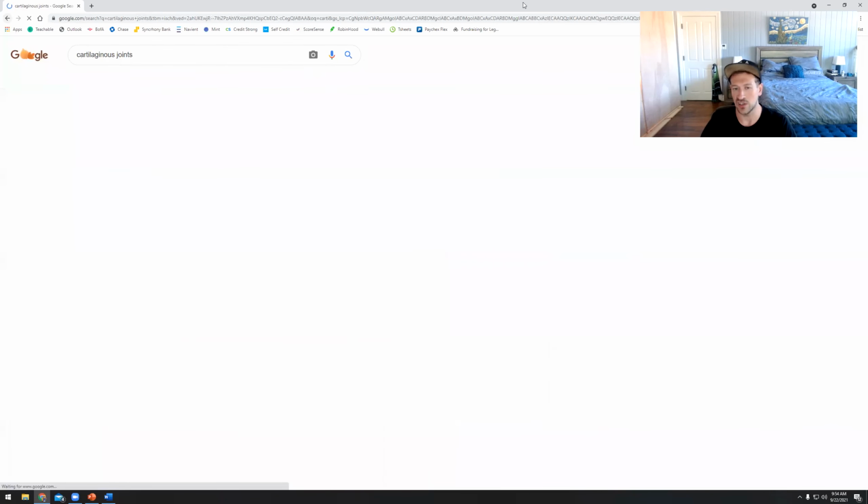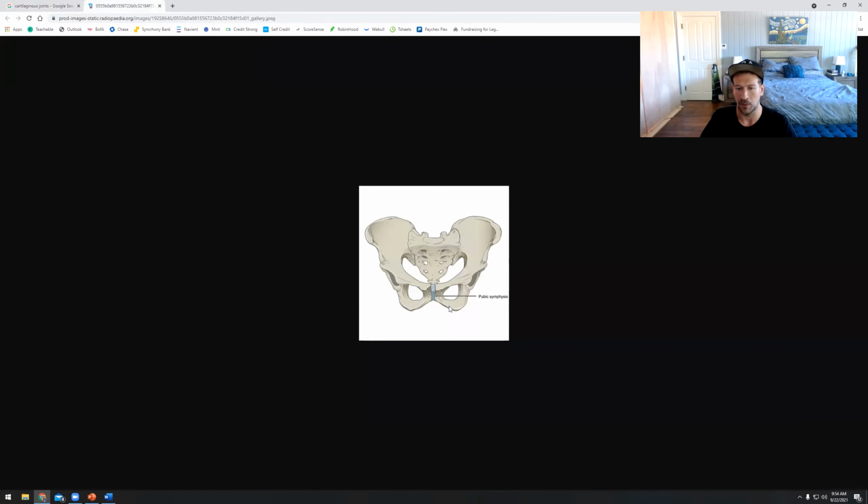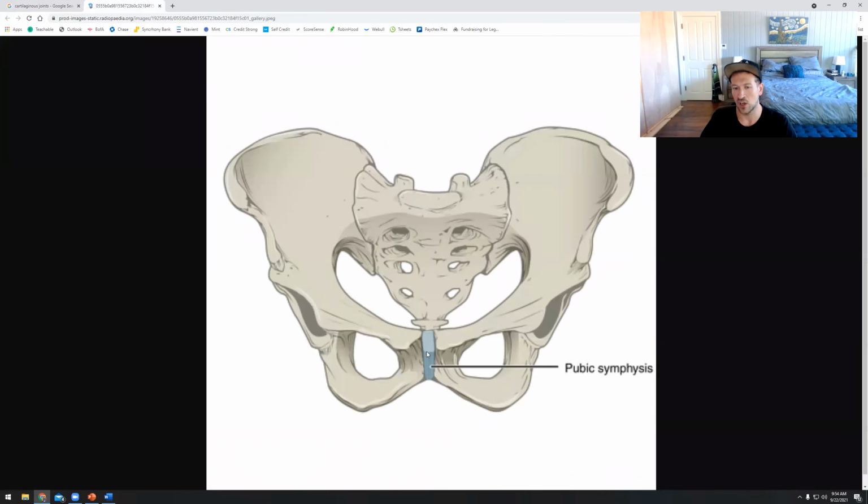So a cartilaginous joint is, for instance, where your two pelvic bones come together. This is called your pubic symphysis. There's three bones we're seeing in this picture here, right? There's your sacrum, that's your tailbone, or the bottom of your spine. And then we see the left side of our pelvis and the right side of our pelvis, right? And they come together. This is a little cartilaginous joint right here.